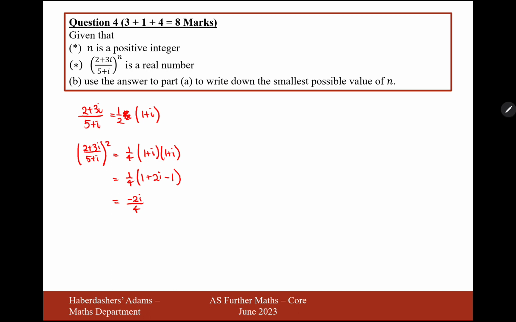Now I reckon if we square that again, we're going to get a real number. So if we now square that again, minus 2i over 4, or if we simplify it to start with, minus half i, we're going to square it. So that'll be when we've already squared it, and now we're squaring it again. So that'll be when n is 4. We're going to get positive quarter times minus 1. So that's minus a quarter. So therefore, n is 4.